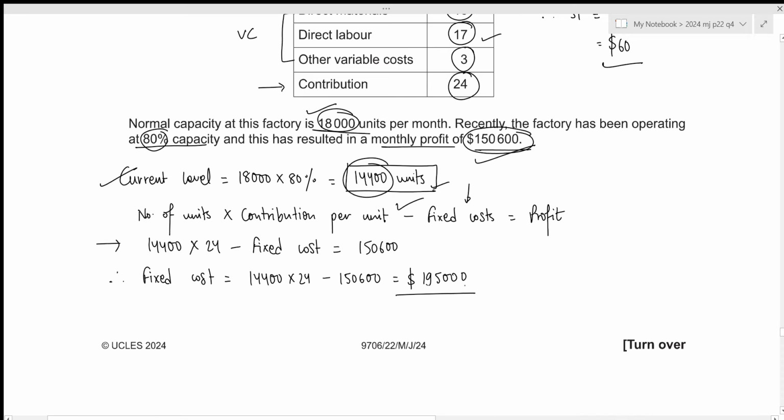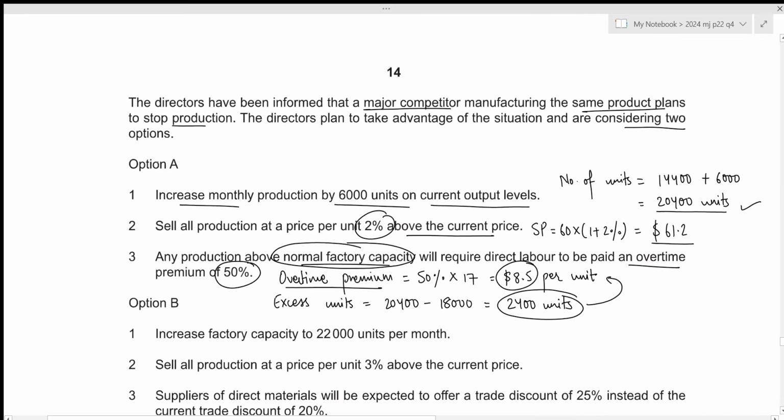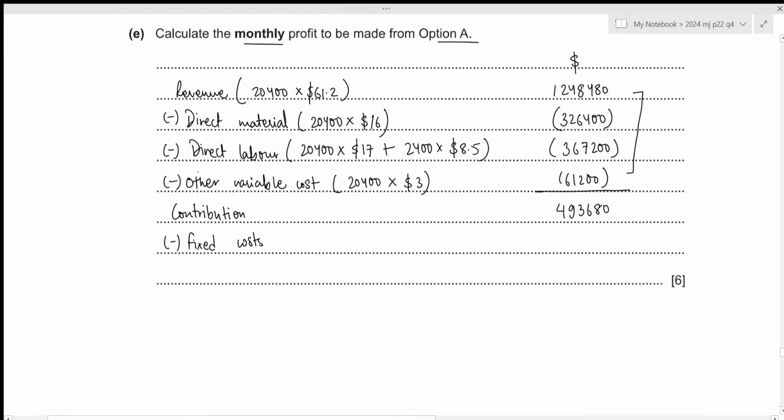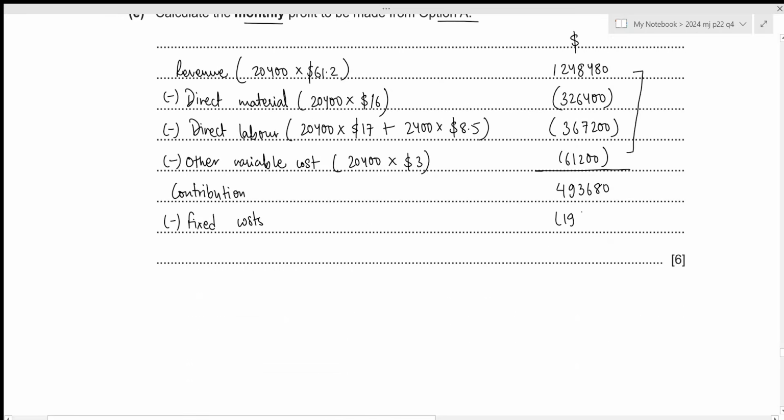So we'll be using the same fixed cost because there is no additional information given regarding fixed cost within option A. So we subtract the 195,000 and this will give us the monthly profit. That will be 493,680 minus 195,000, which results in 298,680. That is all for the fifth part. Let's move towards the next one.